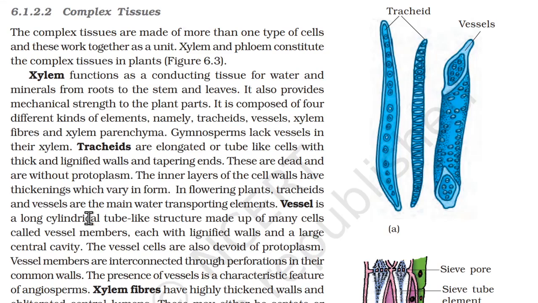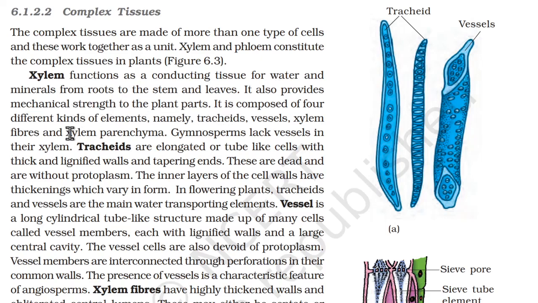6.1.2.2 Complex tissues. The complex tissues are made up of more than one type of cells, and these work together as a unit. Xylem and phloem constitute the complex tissue in plants. Xylem functions as a conducting tissue for water and minerals from roots to the stem and leaves. It also provides mechanical support to plant parts.